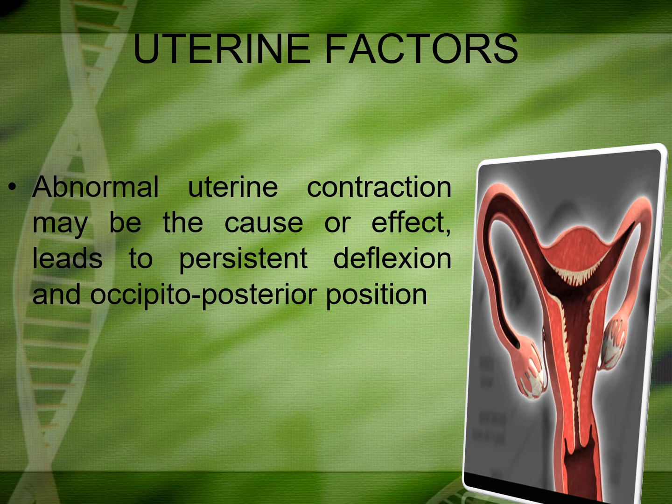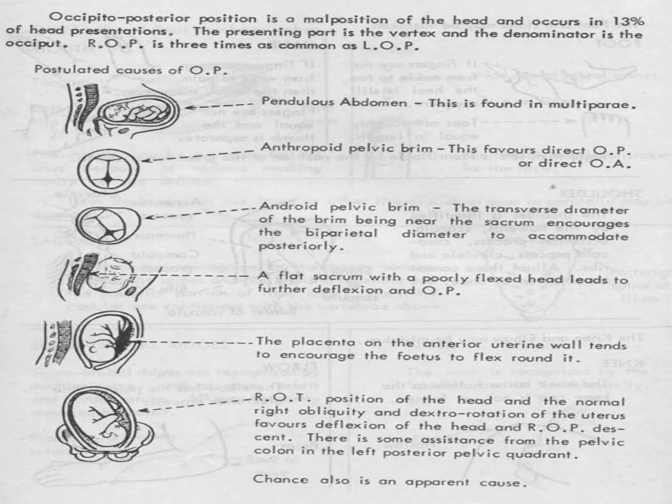That is, abnormal uterine contractions may cause or lead to persistent deflection and occipital posterior position. If the uterus is not contracting effectively, that may lead to the occipital posterior position, and that may lead to deflection of the fetal head also. See, these are the causes you can see in this.